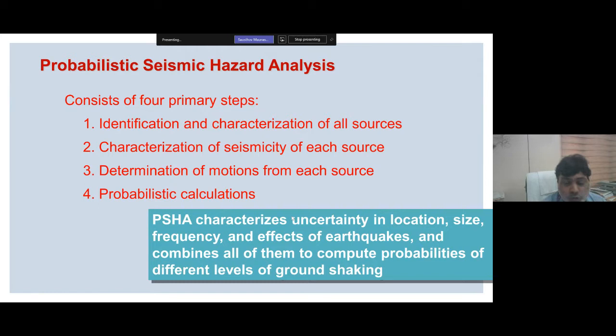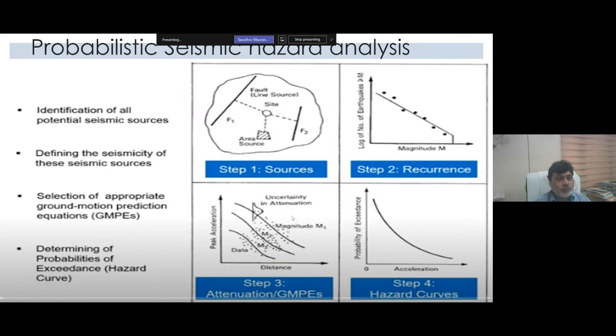So this requires that PSHA characterizes uncertainty in location, size, frequency, and effects of the earthquakes, and combinations of them, to compute probabilistically different levels of ground shaking. That means our earthquake recording data, the seismicity and seismotectonic information, must be very sound to proceed further to the probabilistic calculations and the behavior of the ground motions. So for probabilistic seismic hazard analysis, I told you, this is the converse of step one. A cartoon has been given, and we are able to do it by following these four steps.